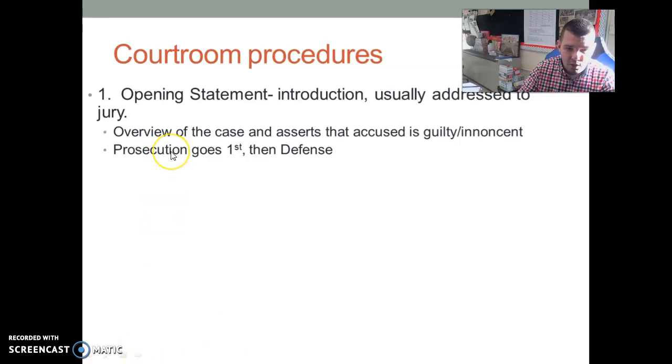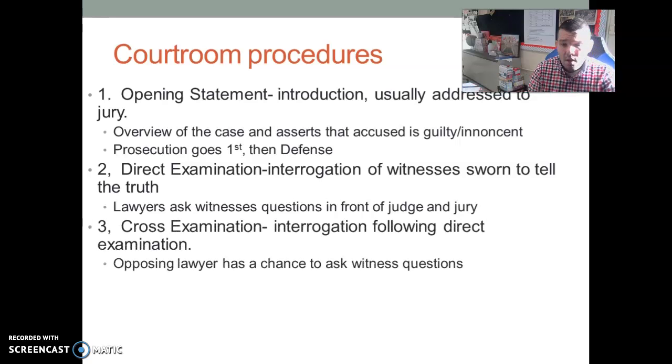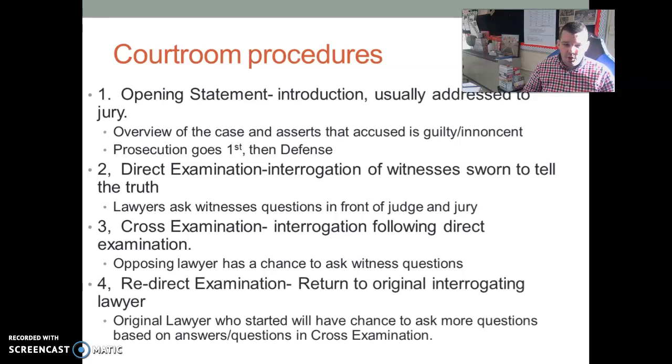So how it goes, the prosecution goes first because, again, it's their job to lay out their case. They go first, and then the defense will follow up with their opening statement. So both sides will get their opening statements heard. Then you have direct examination or interrogation of witnesses sworn to tell the truth. So lawyers will ask witnesses questions in front of a judge and jury, and usually the prosecution goes first, until the prosecution has brought up all of their witnesses. And again, the defense will have the right to cross-examine those witnesses, which, as you'll see here, the opposing lawyers, so the defense in this case, will have a chance to ask questions of the witnesses who the prosecution brings up.